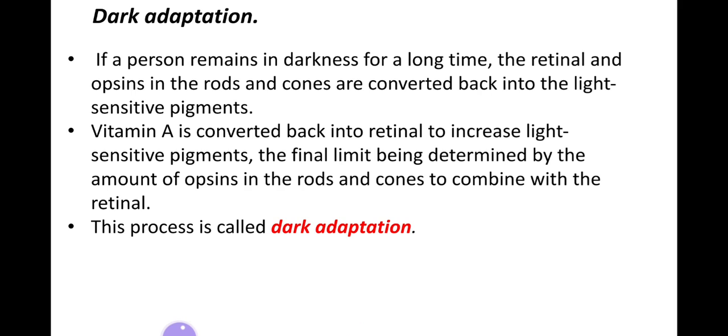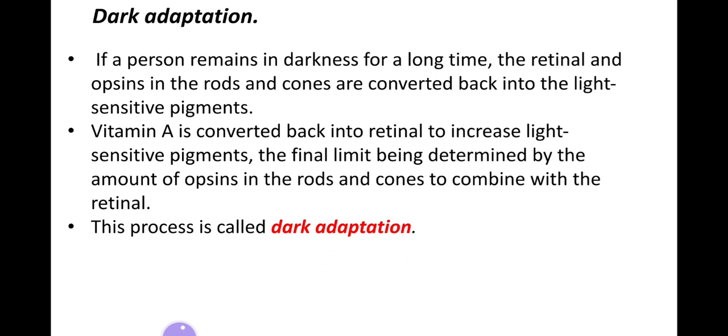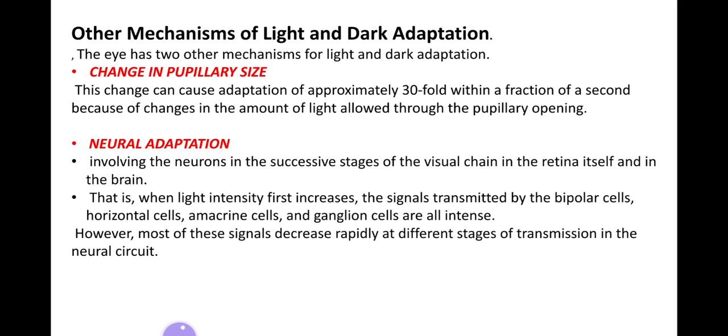Very important topic. You must remember the three things as I have already told you: retinal, opsins, and the amount of vitamin A. One is the light adaptation, another one is the dark adaptation. In addition to these photochemical pigments, there are also two other mechanisms for light and dark adaptation. One is the change in the pupillary size, and the second one is the neural adaptation.